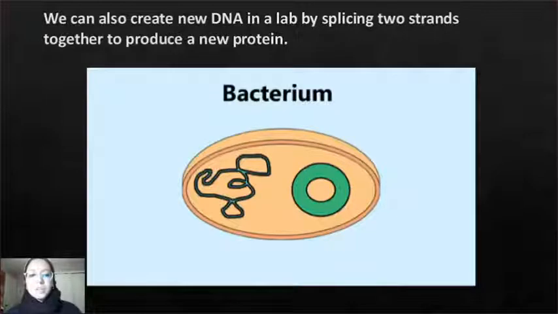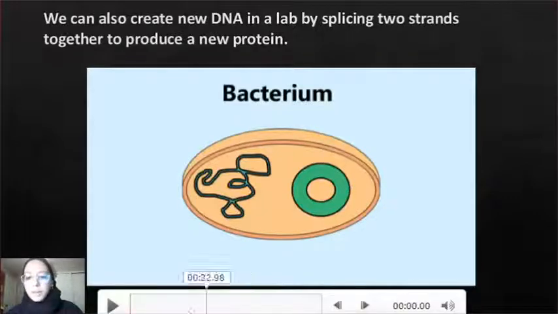We can also create new DNA in a lab by splicing 2 strands together to produce a new protein. Here's a video that shows how.